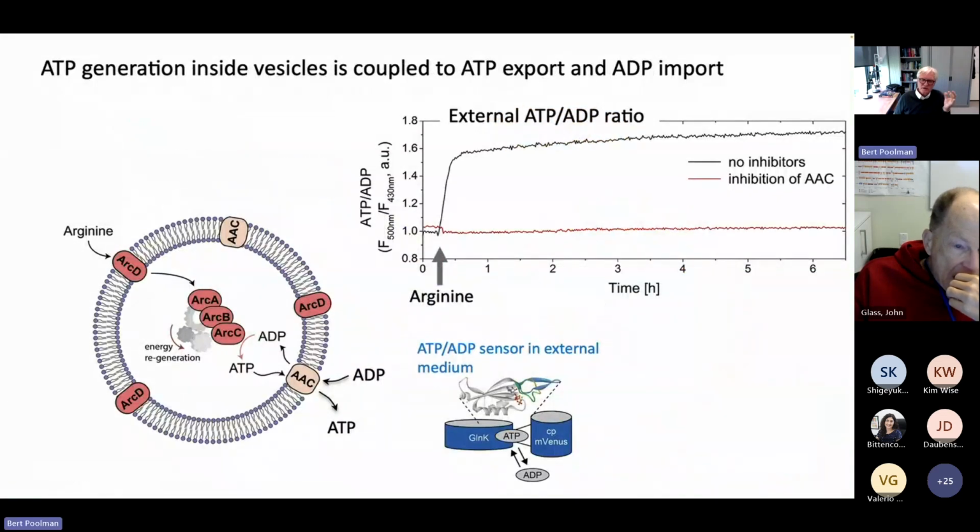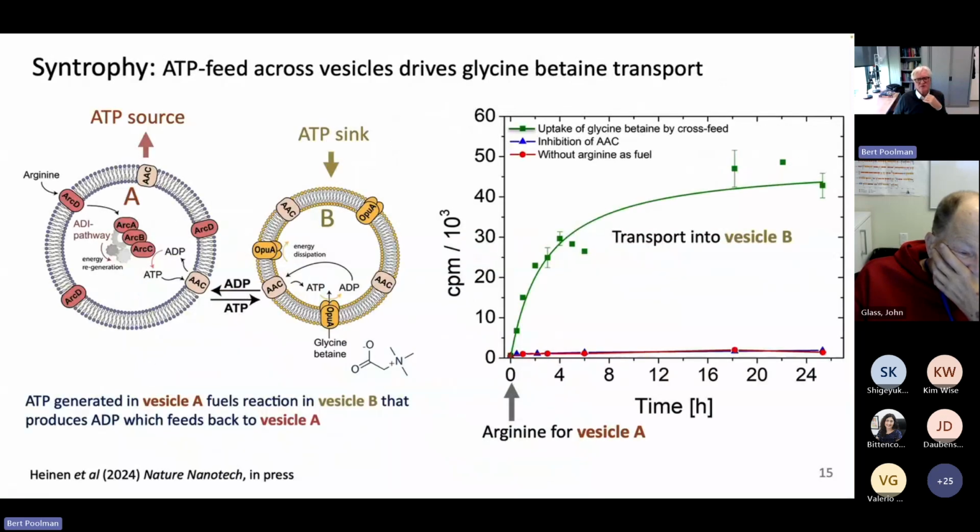Here we show that we indeed excrete ATP by having the ATP-ADP sensor on the outside, and you can see we form ATP on the outside and it stays stable, the signal, over several hours. And then here we've actually used it, and so what we show here in this graph is massive amounts of transport of glycine betaine in vesicles B, so these vesicles, which depend on ATP production from arginine in vesicles A.